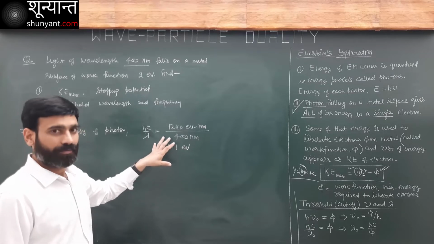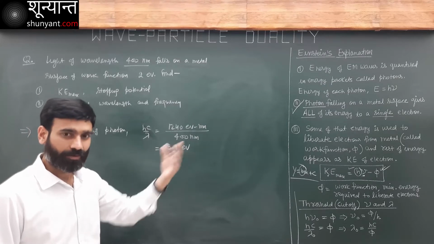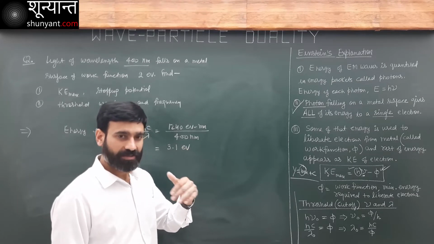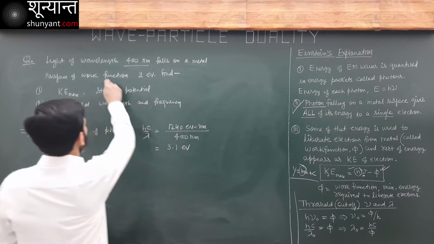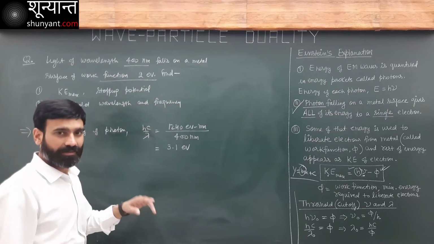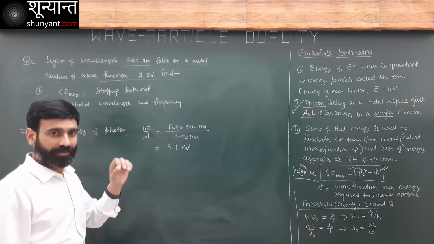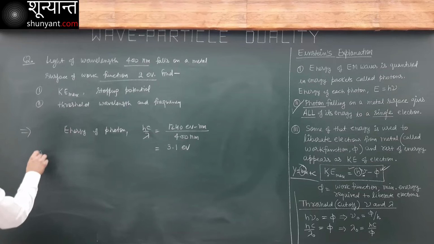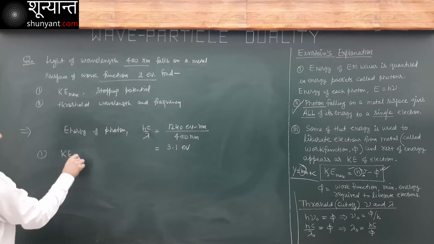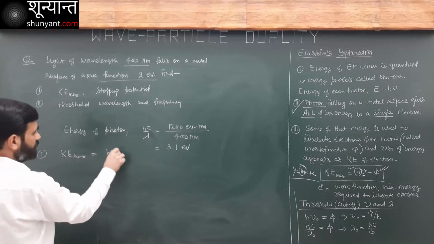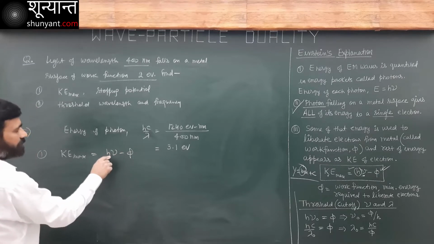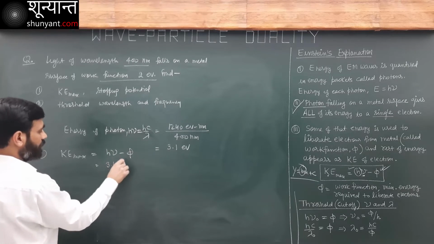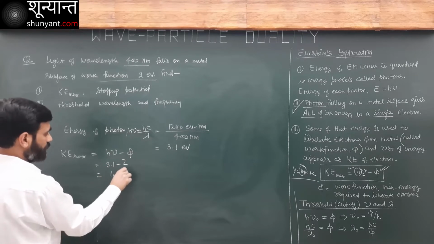All of this will be given to an electron. The electron will use some of this energy to just get liberated. How much? Equal to the work function. And then the remaining energy appears in the form of its kinetic energy. So for the first question, maximum kinetic energy is equal to h nu minus phi. We already calculated h nu as 3.1, minus 2, which is 1.1 electron volt.